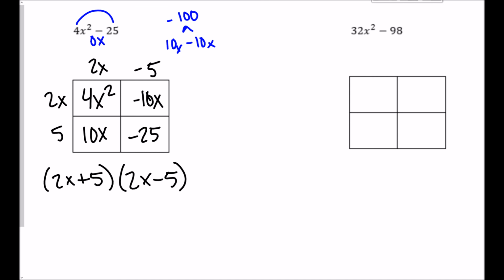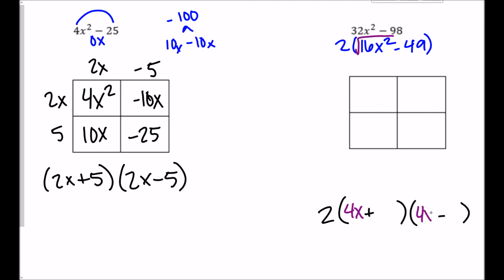Okay. On the second problem, we do have a common factor this time of 2, so I'm going to pull a 2 out, and we're left with 16x squared minus 49. If you recognize that these are perfect squares, you can jump straight to the end. You've got a 2 on the outside, factors into two binomials, one with a plus sign, one with a minus sign. You're taking the square root of each part, so square root of 16x squared is 4x. Those go in the first two spots. Square root of 49 is 7, and you're done there.